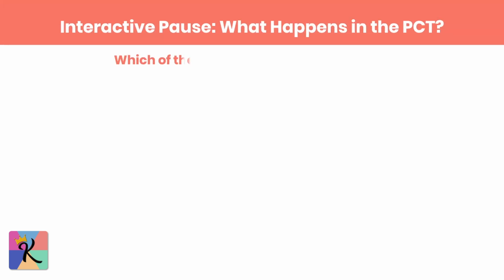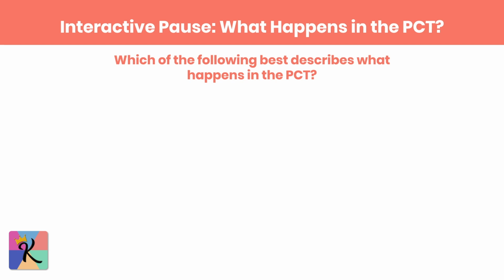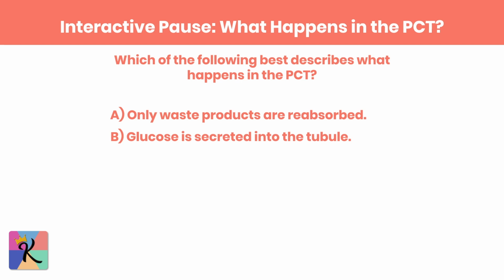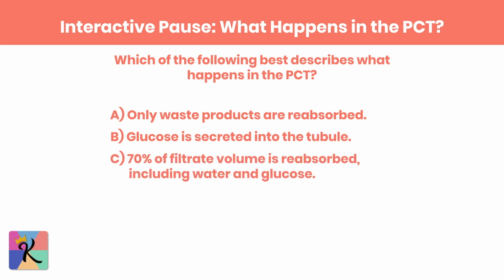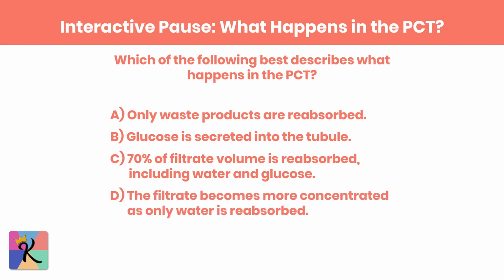Here's a question for you. Which of the following best describes what happens in the PCT? A. Only waste products are reabsorbed. B. Glucose is secreted into the tubule. C. 70% of filtrate volume is reabsorbed, including water and glucose. D. The filtrate becomes more concentrated as only water is reabsorbed. Pause here to think about your answer.